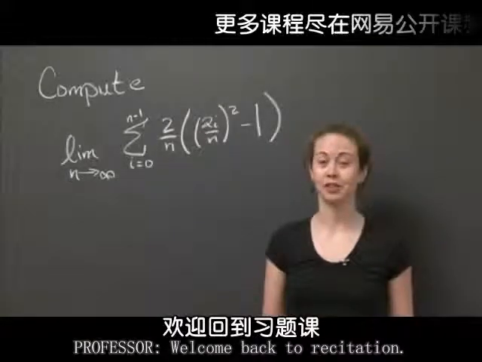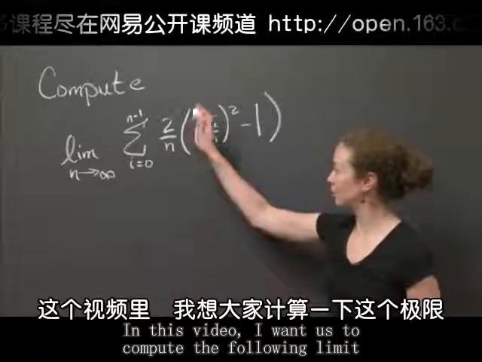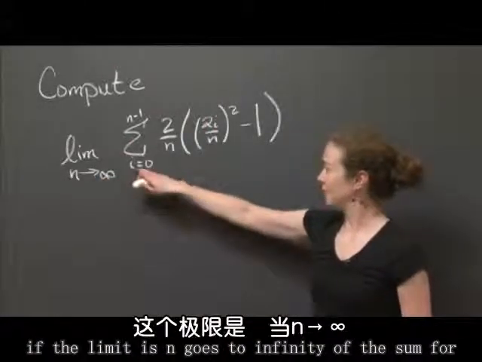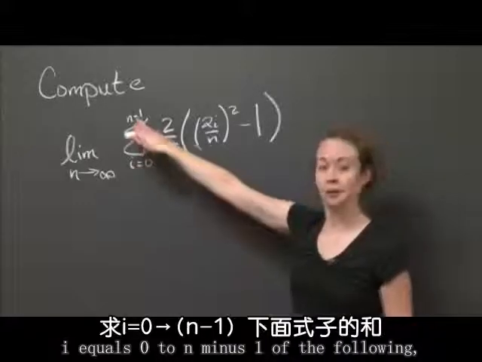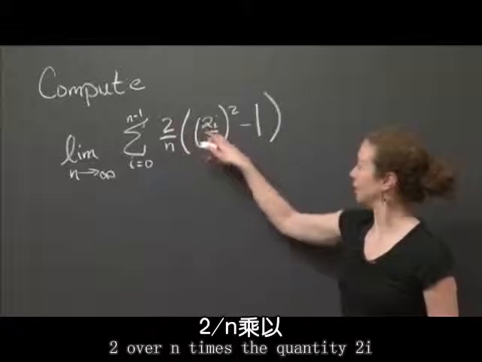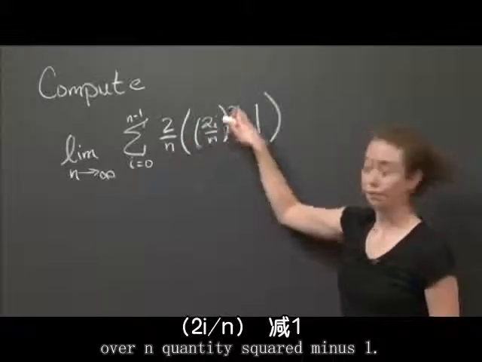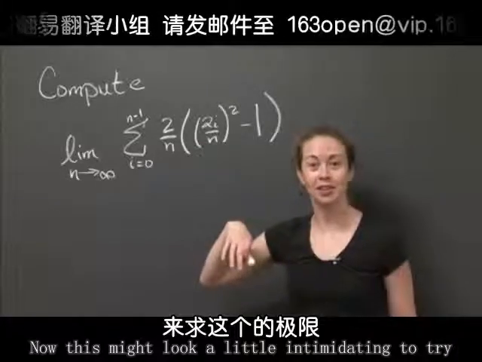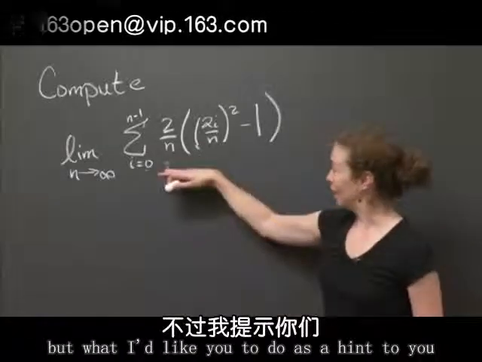Welcome back to recitation. In this video, I want us to compute the following limit. The limit as n goes to infinity of the sum for i equals 0 to n minus 1 of 2 over n times the quantity (2i over n) squared minus 1.